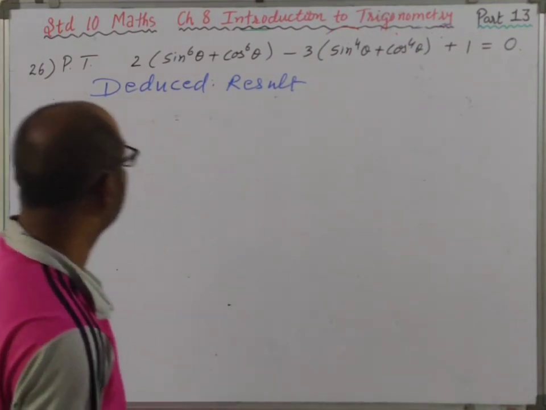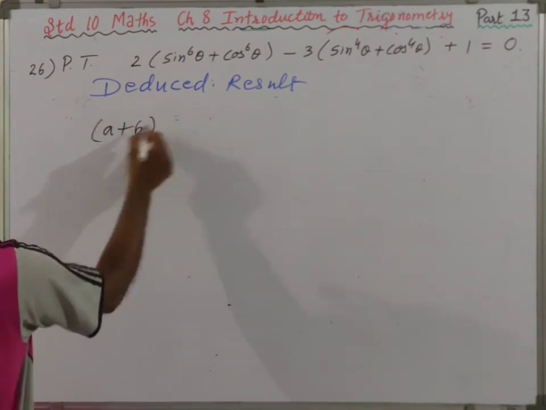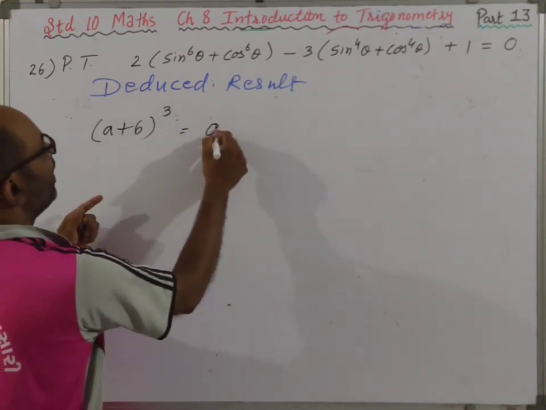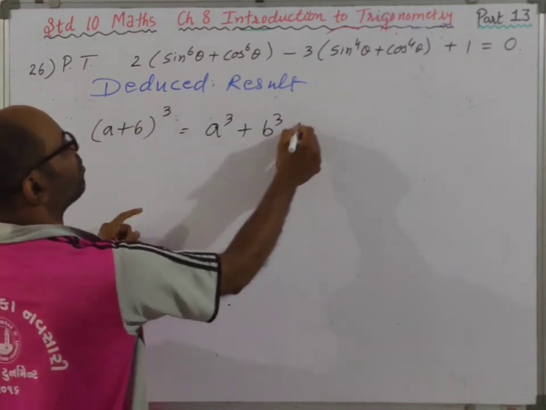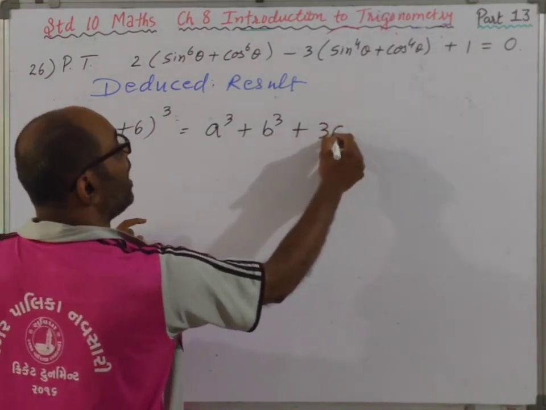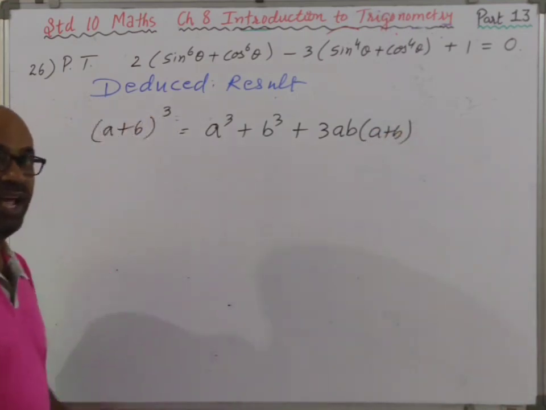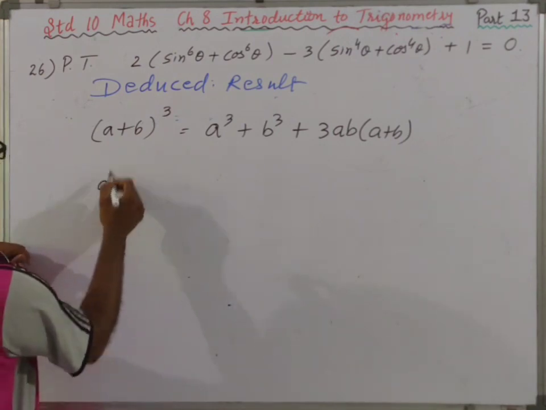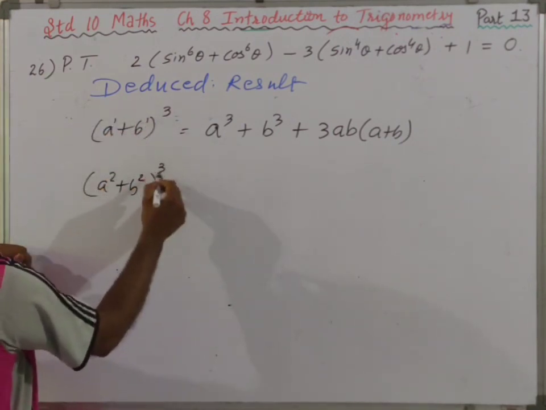Okay, fine, children. Now, (a plus b) whole cube, that is a cube plus b cube plus 3ab into (a plus b). That is the result. So, if I take a to the power 1 first, now (a square plus b square) whole cube.